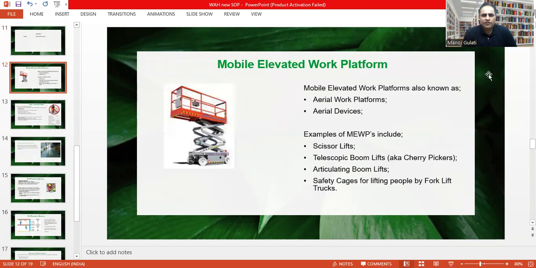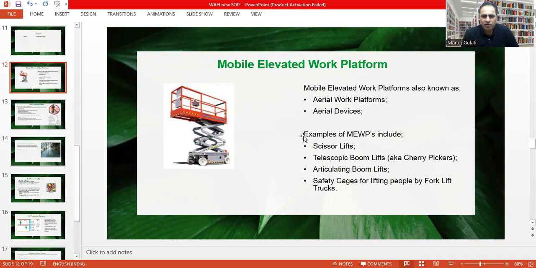mobile elevated working platform. These mobile elevated working platforms are also called aerial work platforms or aerial devices. As you can see, this is a mobile equipment which can move from one location to another, and it has a kind of hydraulic arrangement, either in the form of a scissor lift or an articulated boom lift. There is a cage up there, it has the capability to take a person in its cage, and it can lift up to the rated height.